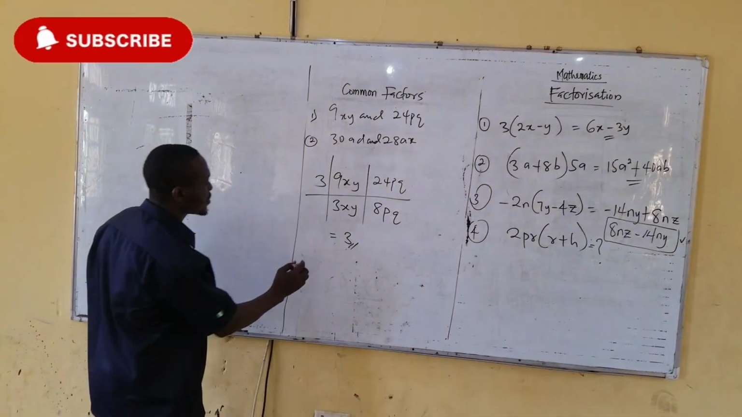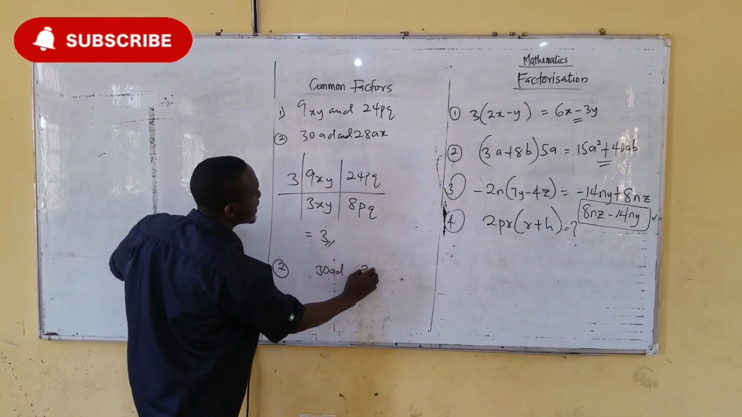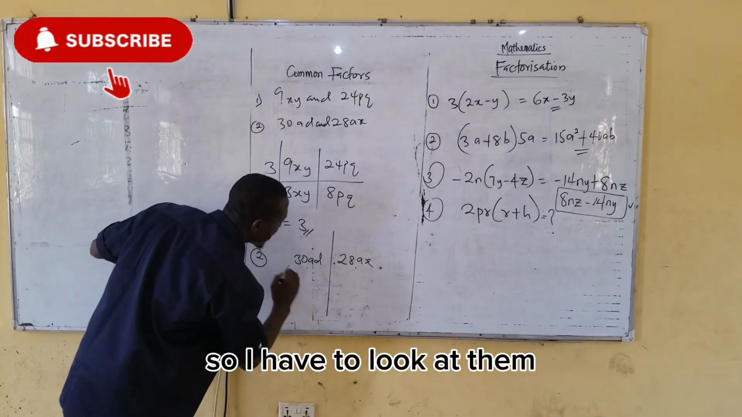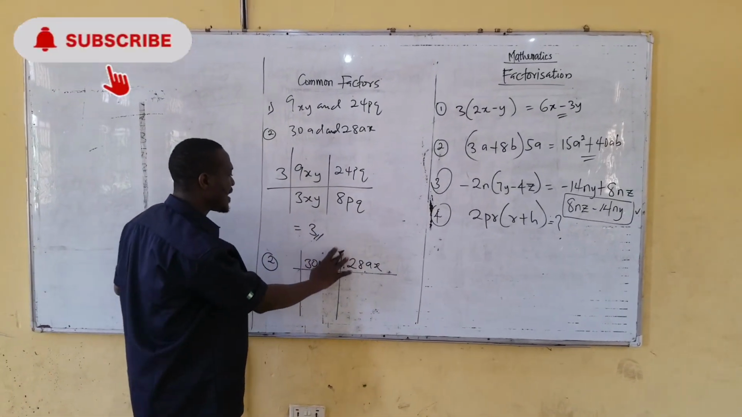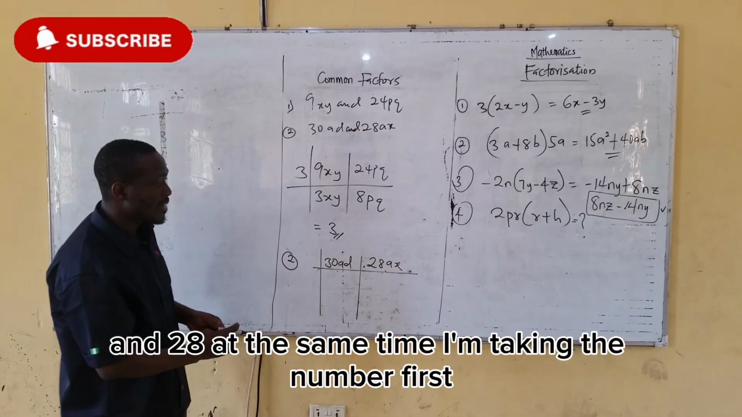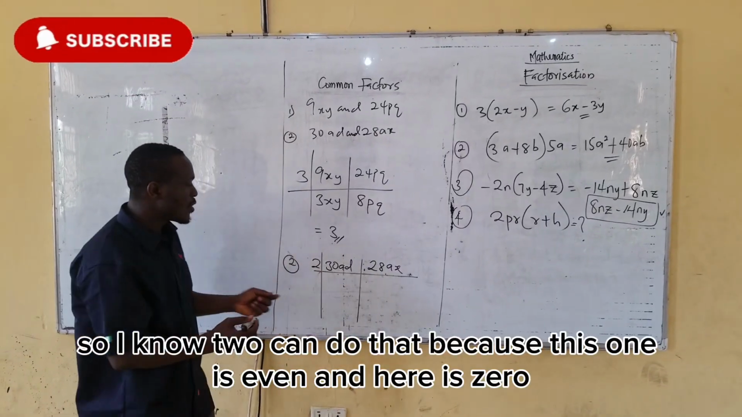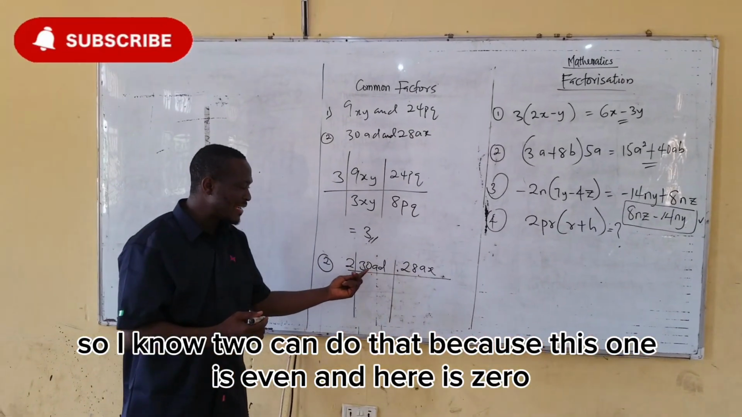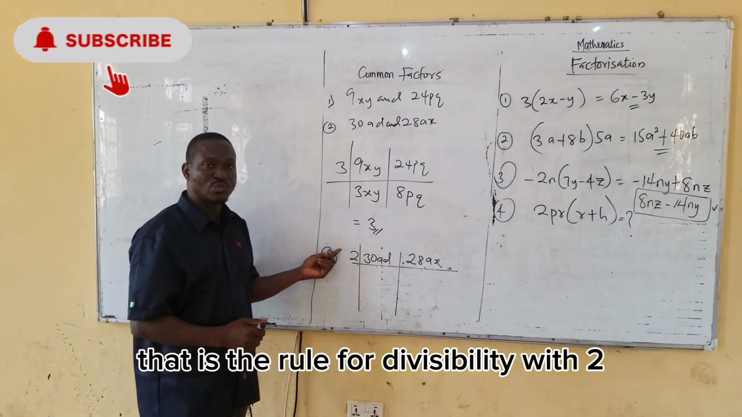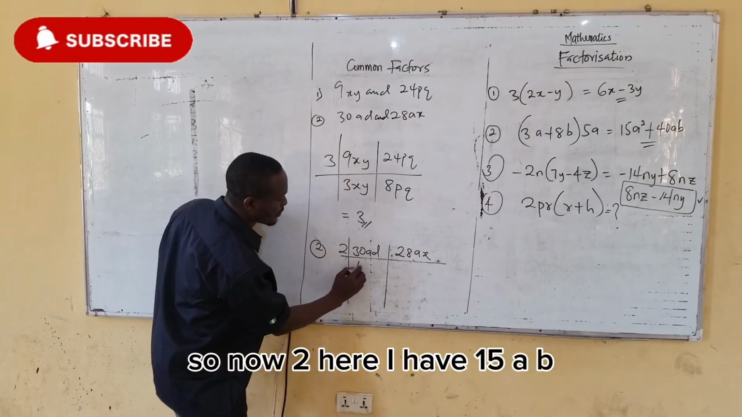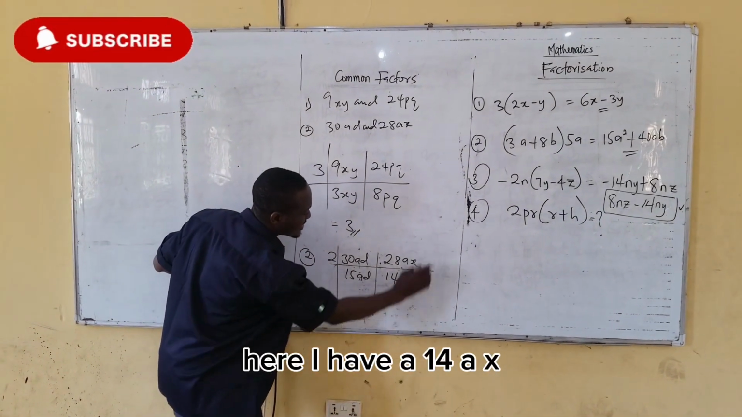Now let's do the same thing for number 2. This is number 2. We have 30AD and 28AX. So I have to look at them, ask myself again, which number can divide 30 and 28 at the same time. I'm taking the number first. So I know 2 can do that because this one is even and here is 0. That is the rule for divisibility with 2. So now 2 here I have 15AD, here I have 14AX.